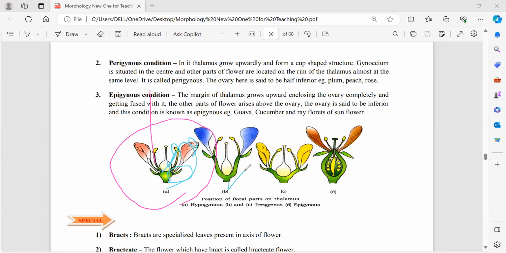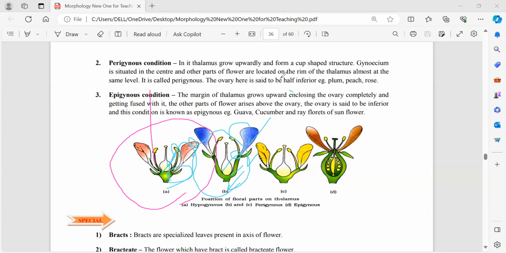Now coming to the in-between condition, the second condition, B and C. Here the thalamus has grown a bit into a cup-like structure, and at the brim of this thalamus we have sepals, petals, and stamens. So they appear to surround the ovary. So the ovary is at their level. This condition we call perigynous, and technically it is called half inferior.